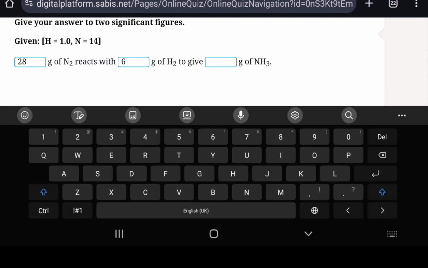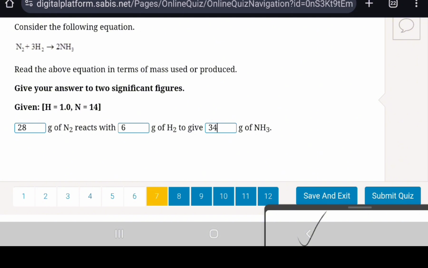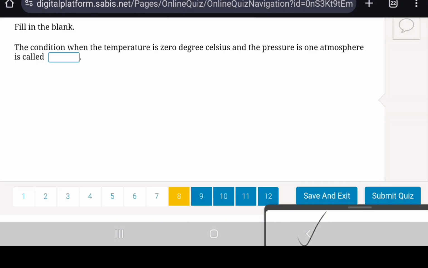Because we do the exact same thing. We do 28 plus 6 equals 34 over 17 times 2, so 2 equals x over 17. And then we cross multiply, we get that x, which is the mass, is 34.